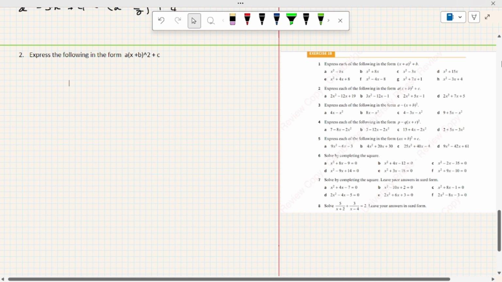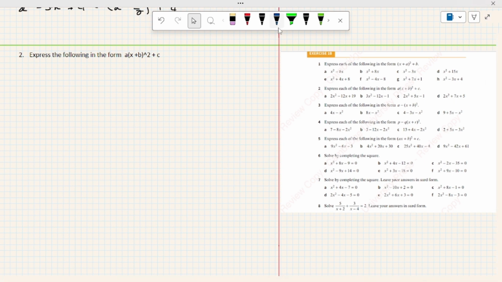Today we're going to continue from where we left off, looking at completing the square. We're looking at number 2 here. We're going to express these values in a specific form. It says: express the following in the form a multiplied by (x plus b) all squared, plus c. So we're going to be doing this today.